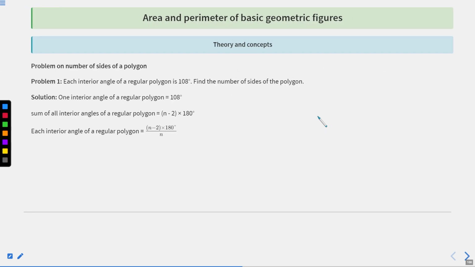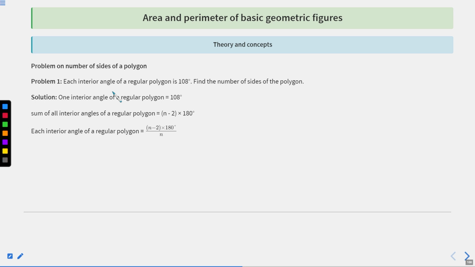So let us have a look at the problem. Problem number 1. Each interior angle of a regular polygon is 108 degrees. Find the number of sides of the polygon. In this question, the interior angle of a regular polygon is given to us and we are interested in finding the number of sides of the polygon. So which formula are we going to use?